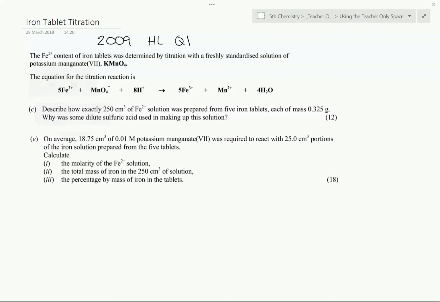In the 2009 higher level paper for question 1, we can see that our titration question is the iron tablet titration. Now what we're going to do to begin is to identify which quantities belong to which chemical.